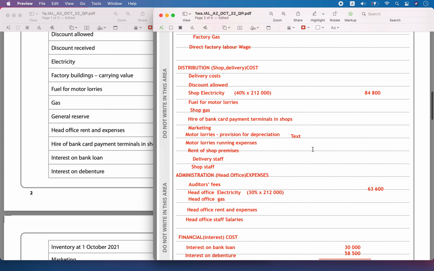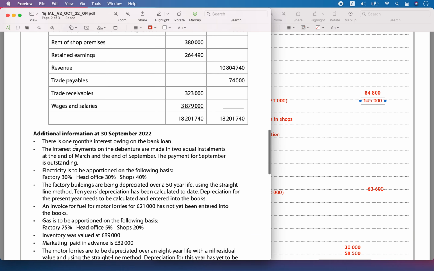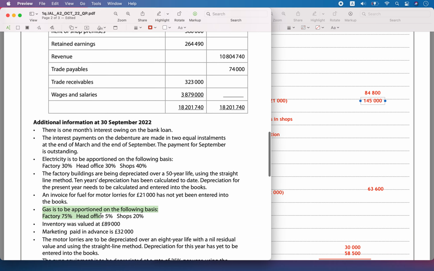Fuel for motor lorries will appear in the distribution. So go and write it here. So 124,000 plus 21,000. So that value is going to be equal to 145,000. Okay. So that's the information they have given.